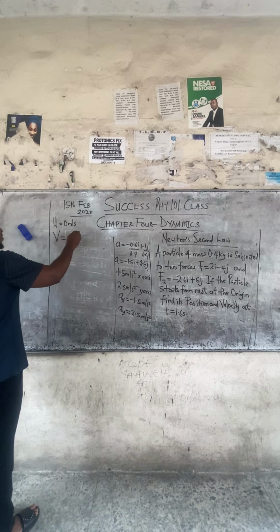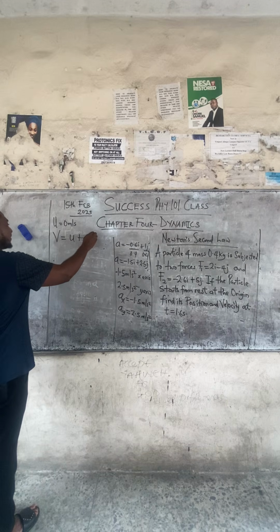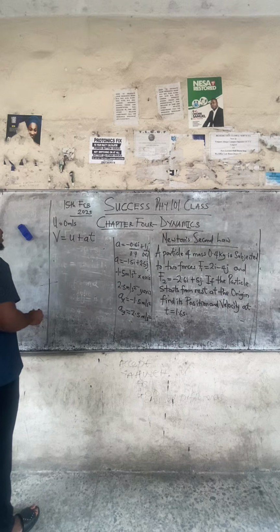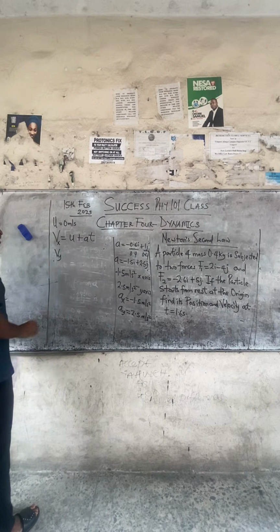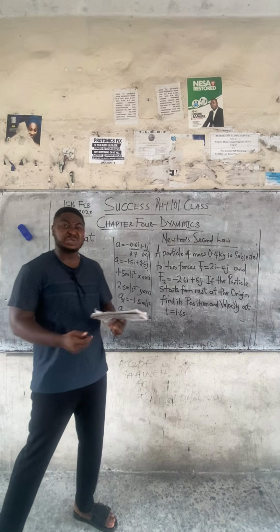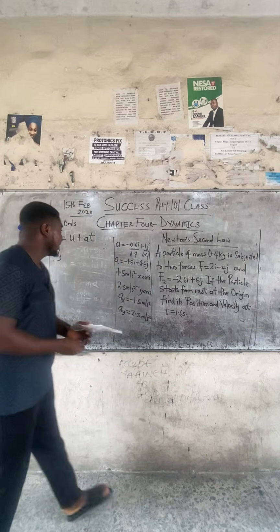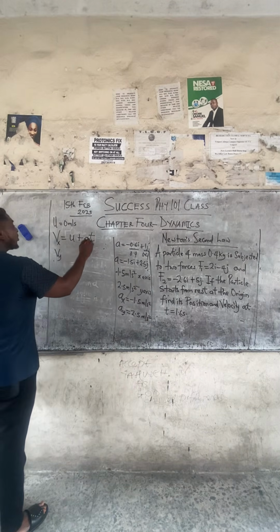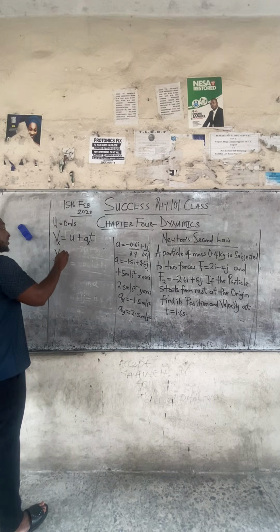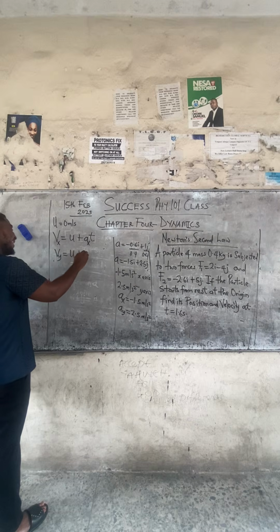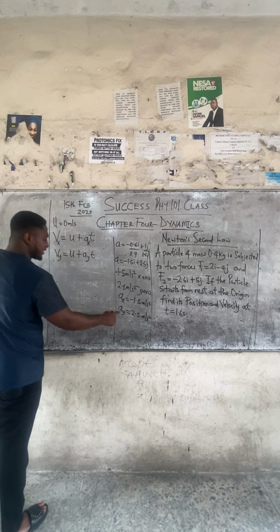Velocity is u plus at. Class, we're going to find the velocity in 2 dimensions, on the x-axis and on the y, because velocity is also a vector quantity, so it can exist in 2 dimensions. The velocity on the x-axis will be u plus axt. We're going to use acceleration on the x-axis to get velocity on the x. And velocity on the y-axis will be u plus ayt. We use acceleration on the y.